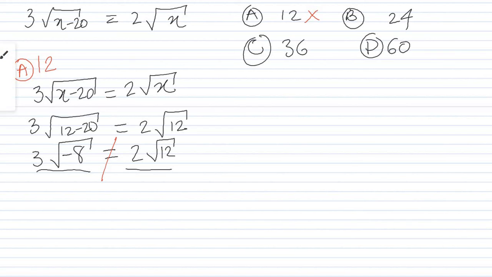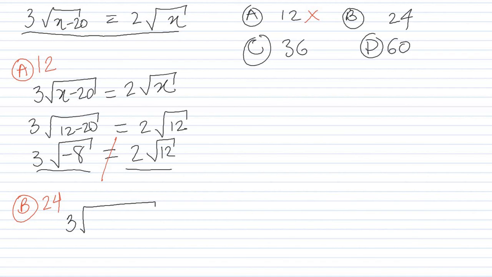So we're going to try this for option B. We have B equals 24. We're going to substitute that. I'm not going to rewrite this equation, I'm just going to substitute for x up front. So 3 times the square root of 24 minus 20, which is 4, equals 2 root x. X is 24, so that would be 3 root 24 minus 20 is 4 equals 2 root 24.